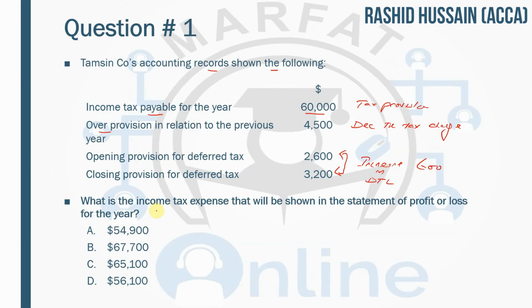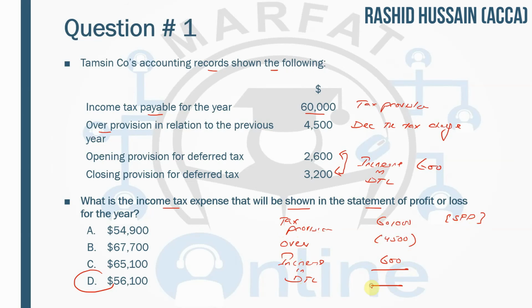So make sure you read the requirement. What is the income tax expense that will be shown in the statement of profit or loss? 56,100. Let me write this thing over here as well. Tax provision, which is an expense of the current year, 60,000. This is your liability as well in the statement of financial position. Over provision will decrease the current year tax charge, and then there is increase in the deferred tax liability of 600. So that will give you the 56,100, which will be recorded in the statement of profit or loss.